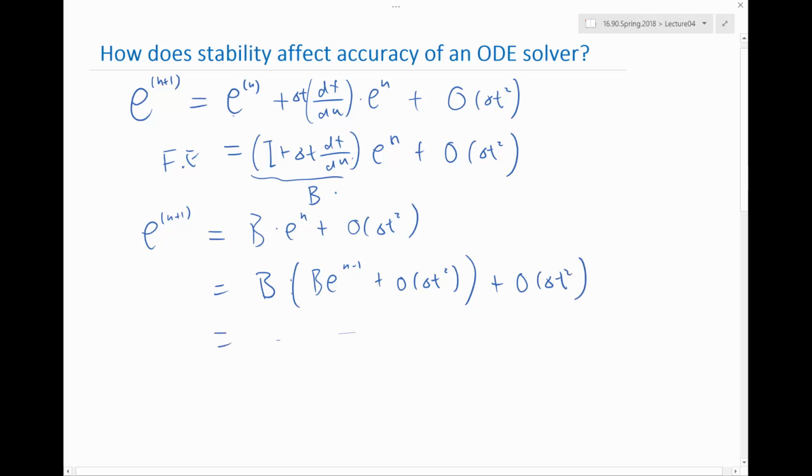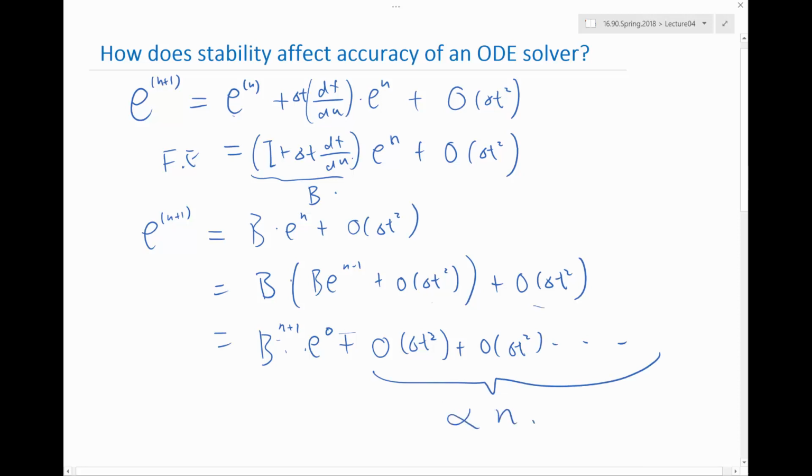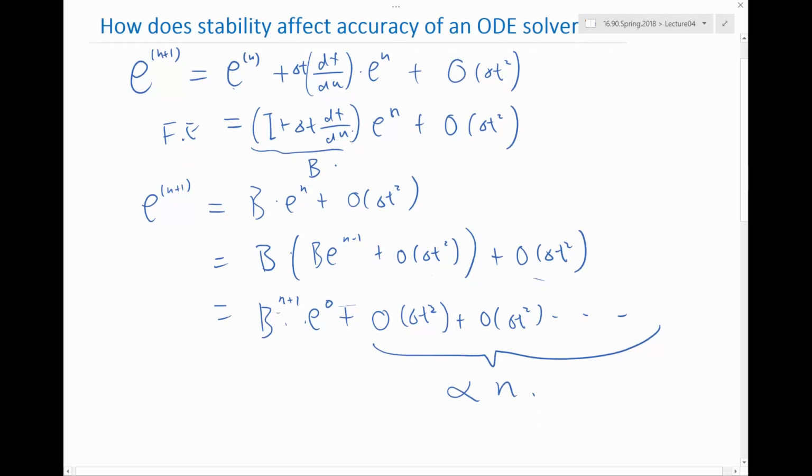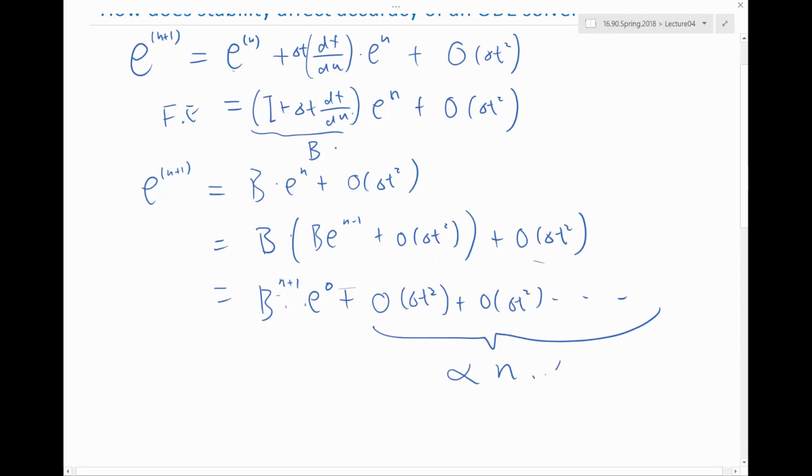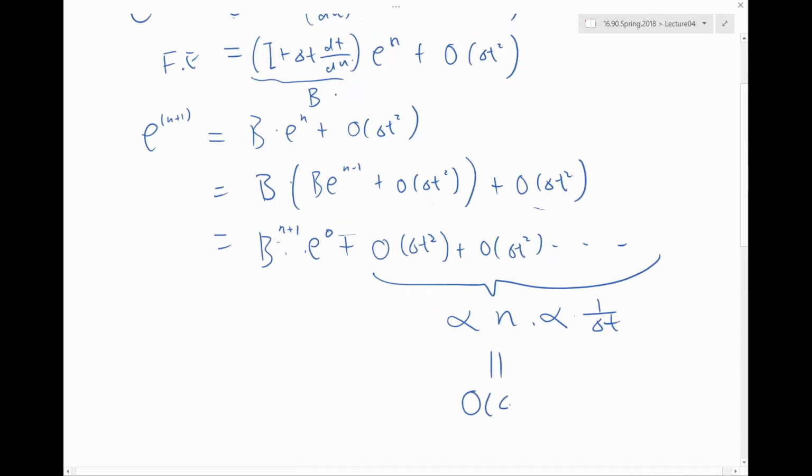So what you can see is that when we get to the very end, we have B to the n plus 1th power times e0, the first term, and then we'll have many terms. Each one is going to be O(delta t squared), and the number of terms is proportional to n. So this is basically why the error accumulates. And the smaller delta t is, the bigger n is at a particular time, which is saying that this is proportional to 1 over delta t. How many terms you have in this accumulation is going to be more as you have smaller delta t. So if you combine them, you get back to O(delta t). That is assuming this B does not amplify your error, right?